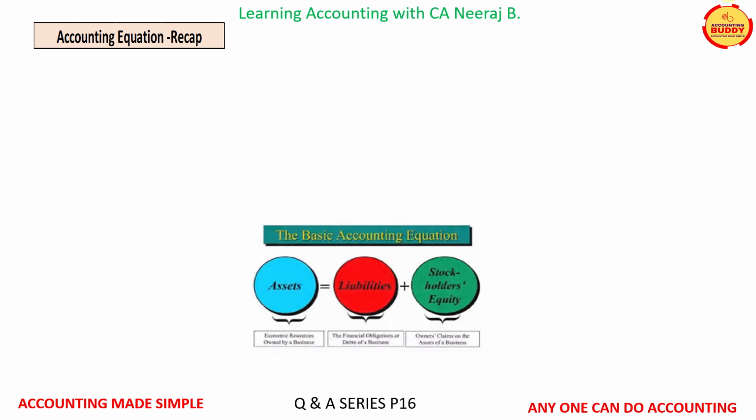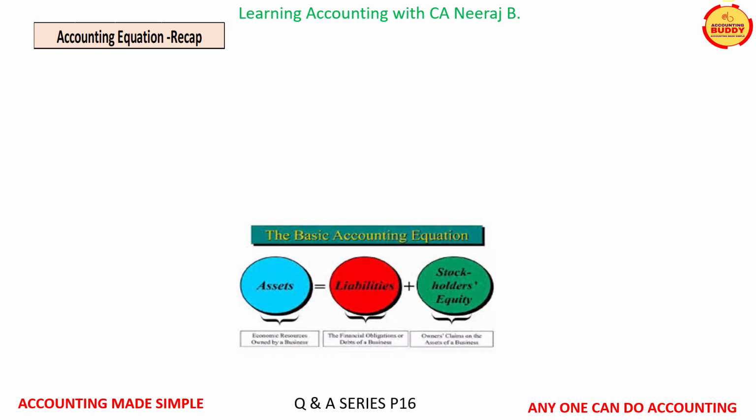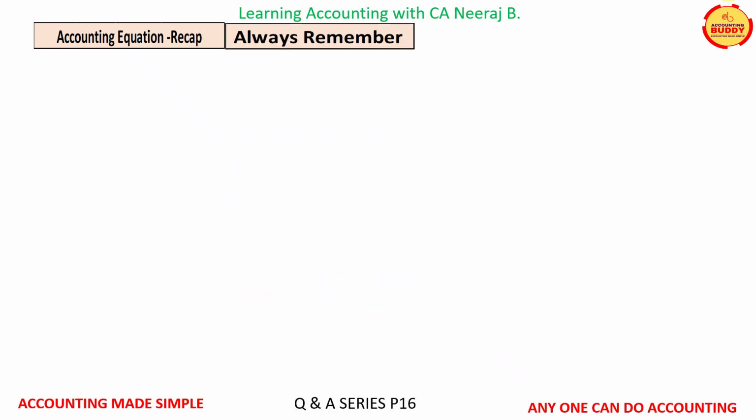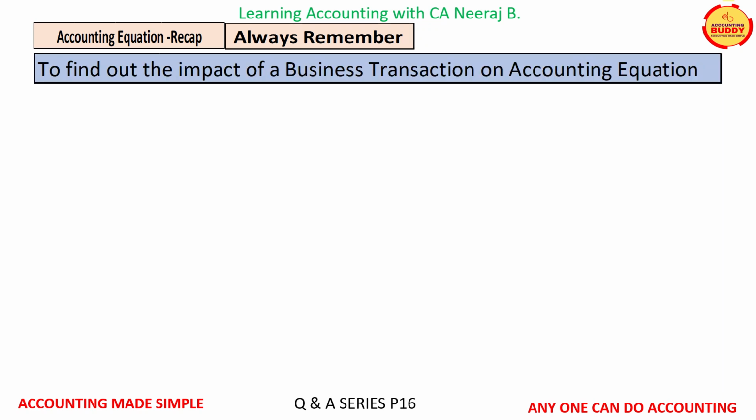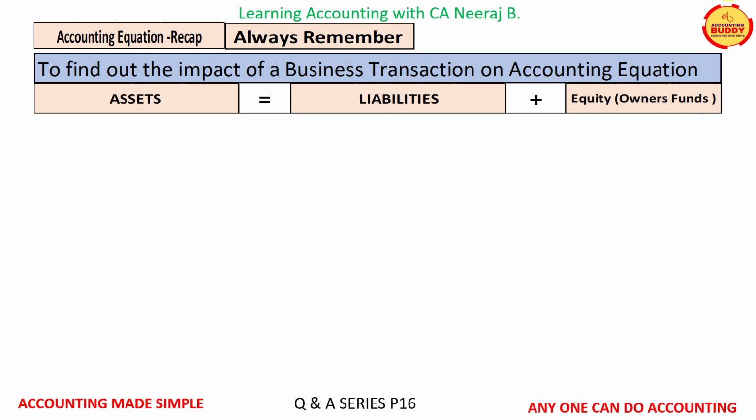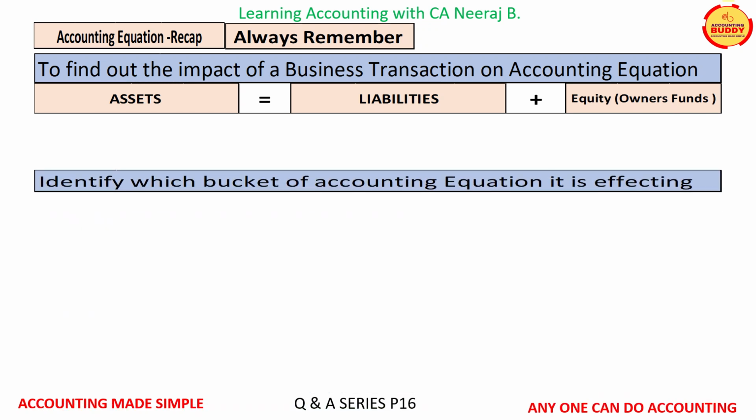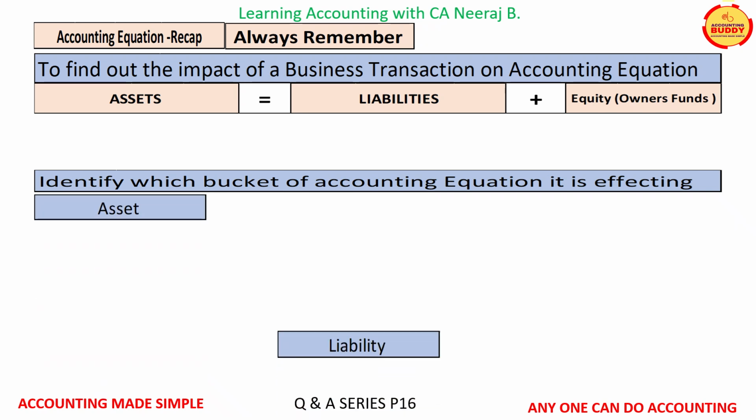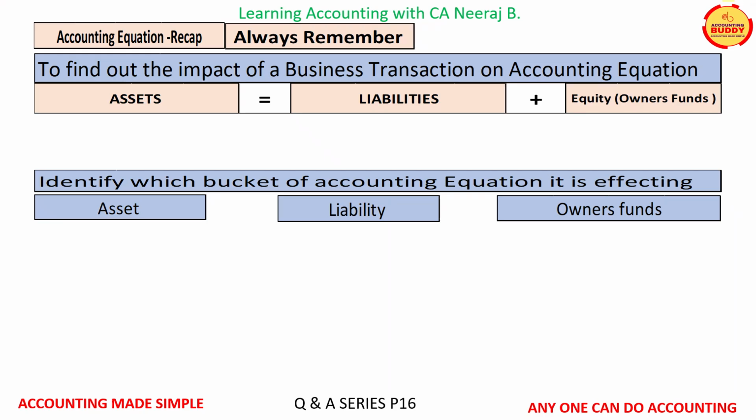Just to repeat and conclude what we have learned in the previous slides, always remember to find out the impact of a business transaction on the accounting equation: identify the bucket of the accounting equation it is affecting. Follow the two-step approach through which we have analyzed 4 business transaction examples in the previous slides. That is, whether it is affecting the assets or liabilities or equity.